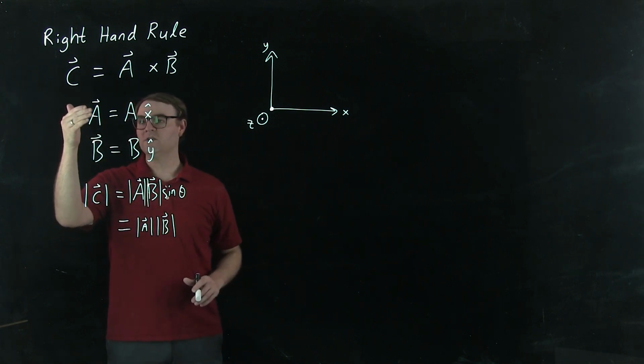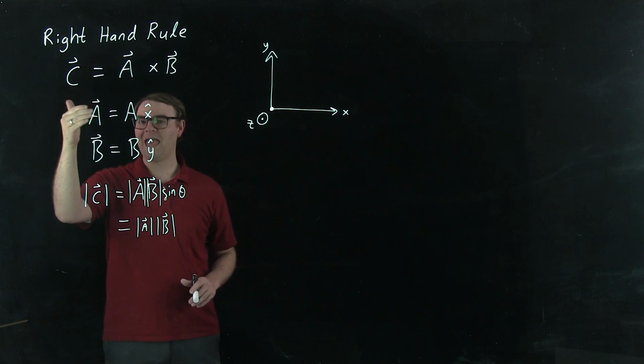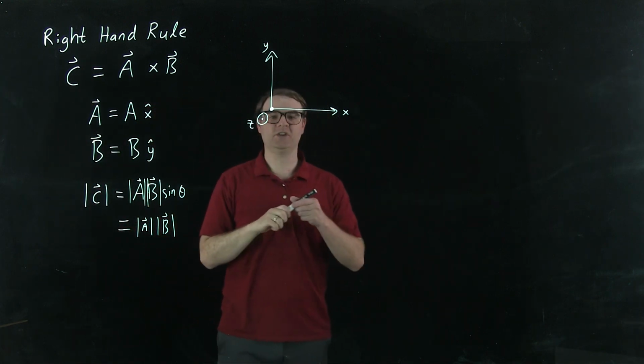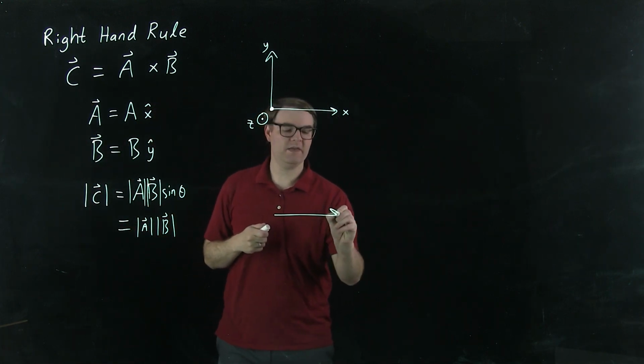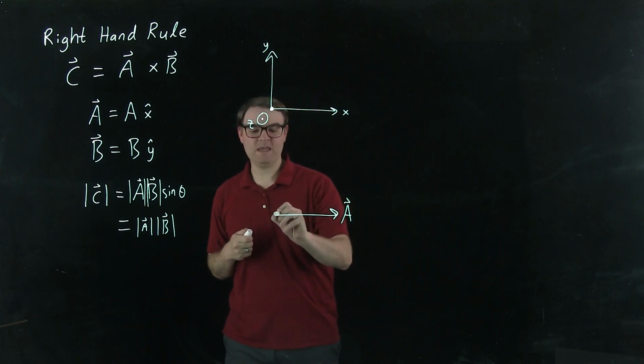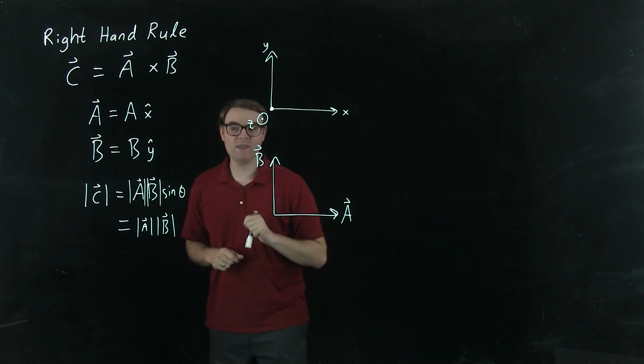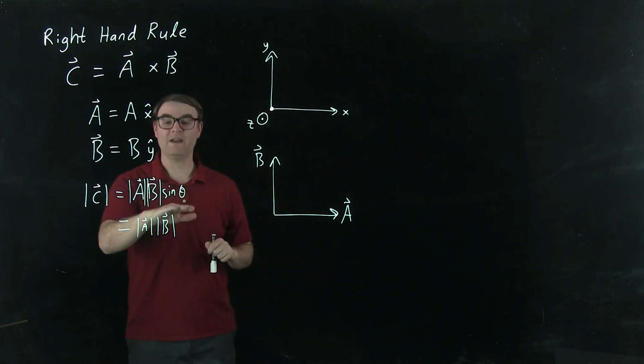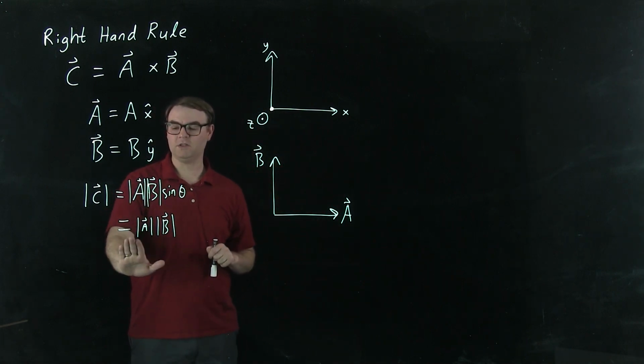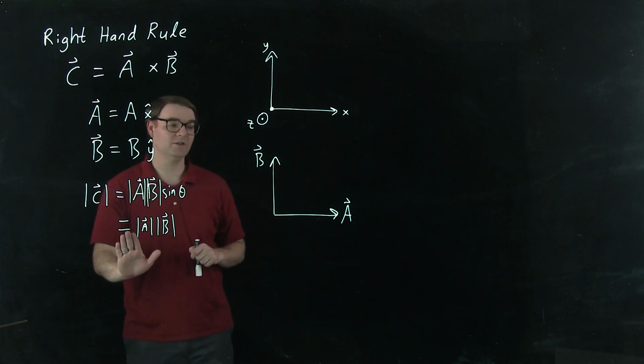I'm choosing to put, for our example, A as a vector in the x direction, so that would be this way, and B in the y direction, this way. And that means that the angle between them is 90 degrees. The sine of 90 is 1, so I just get the multiplication of the two magnitudes.